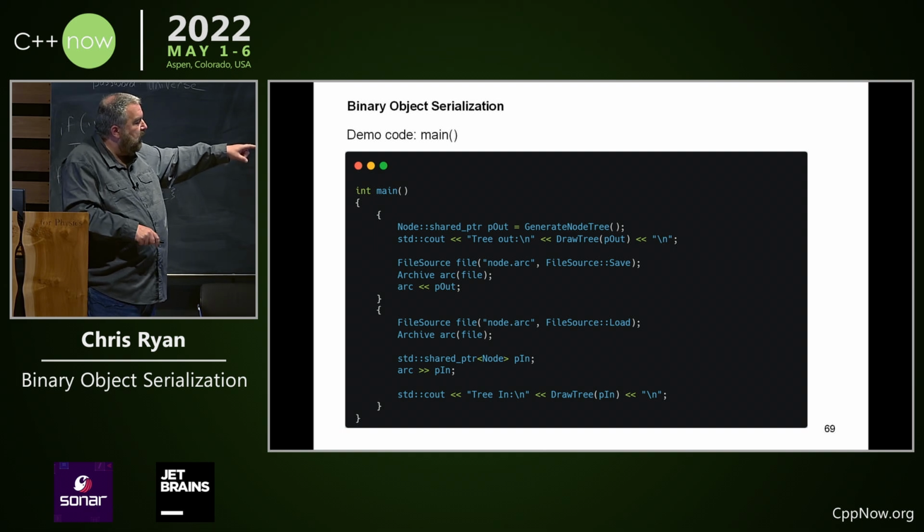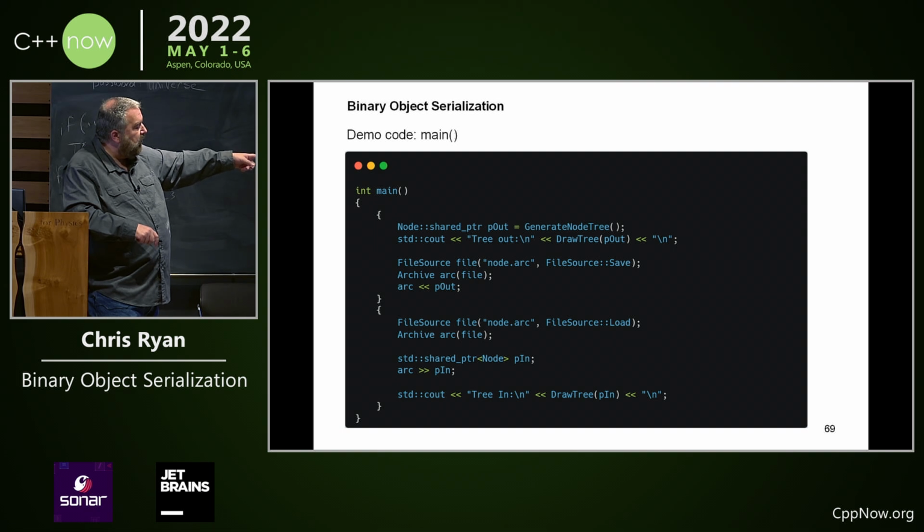I turn around and reload it back in from my node archive, read it through the archive, and these are actually using shared pointers, even though for the root node there's only one instance pointing at it, but I like shared pointers everywhere. I typically don't use unique pointers.